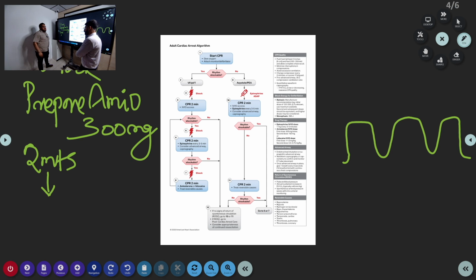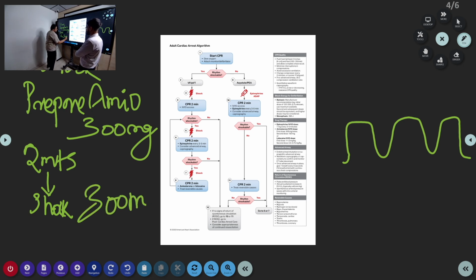So what happened to this patient? Again, it was still a shockable rhythm. So you administer the shock, and after that you administer 300 mg of amiodarone. So this is the time when amiodarone comes in.